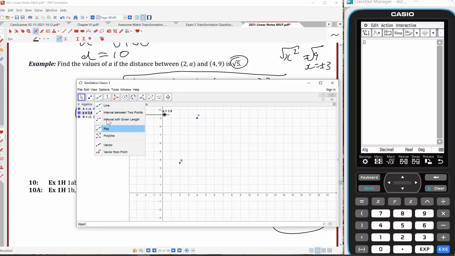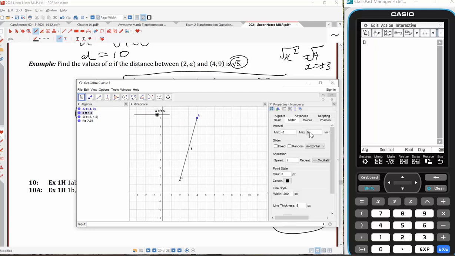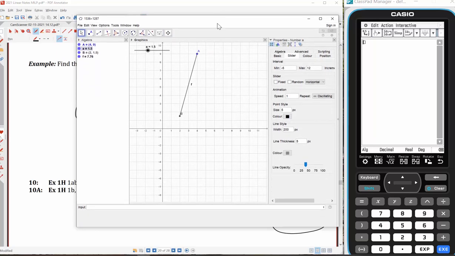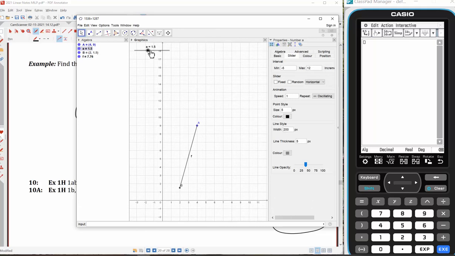Now, I'm going to draw a line interval between 2 points. So there is a line that shows the interval between 2 points. Notice that that line changes depending on the value of A. To go forward with this, I need to change the properties of this and increase the max value it can take on. Let's just go 12, and increase the size of my Cartesian plane so we can see what's going on. So this suggests that when A is equal to 8, try and get it exactly on, there we go. That's the distance there, and the distance is root 5.